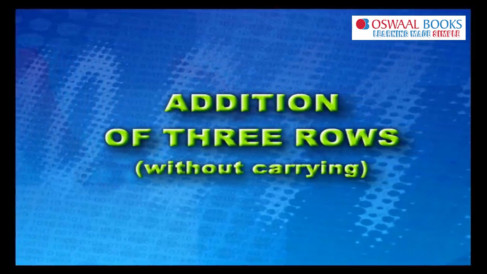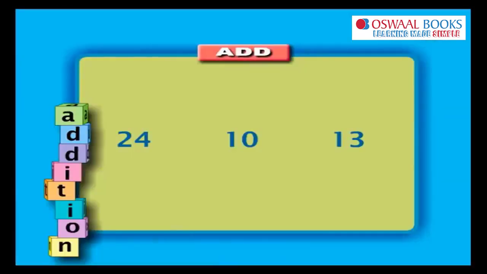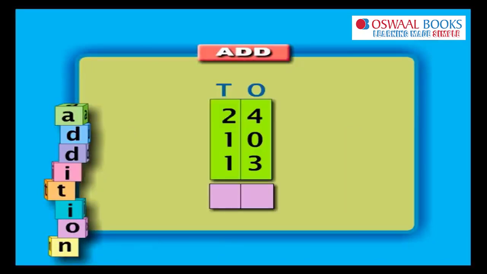Addition of 3 rows without carrying. Add 24, 10 and 13. Arrange them in a column. First add the ones column. 4 plus 0 plus 3 is 7. Write 7 below the ones column. Next add the tens column.